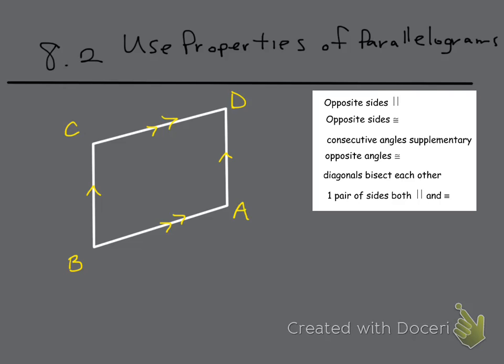But you also have opposite sides are congruent. So you know now that CD, and I'll write this down so you have it, CD is congruent to BA, and DA is congruent to CB.